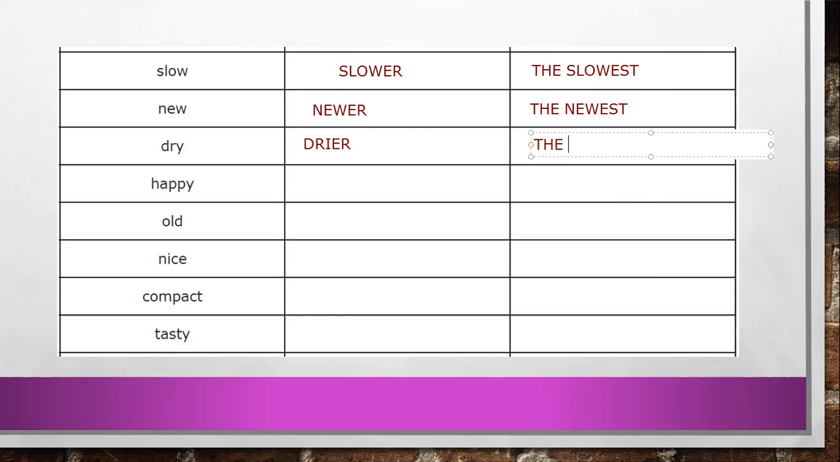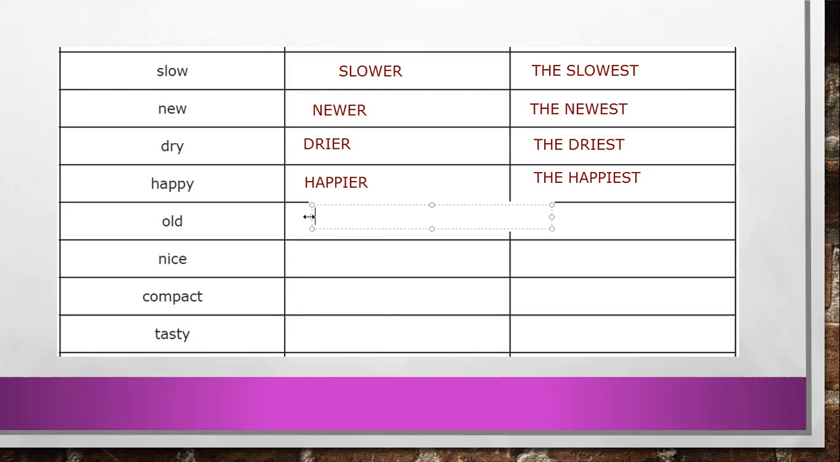Let me type it down. Okay, very good. What about happy? Happier. Like the song, right? Happier. And then we're gonna say the happiest. Exactly. Very good. Okay. Then we have old.